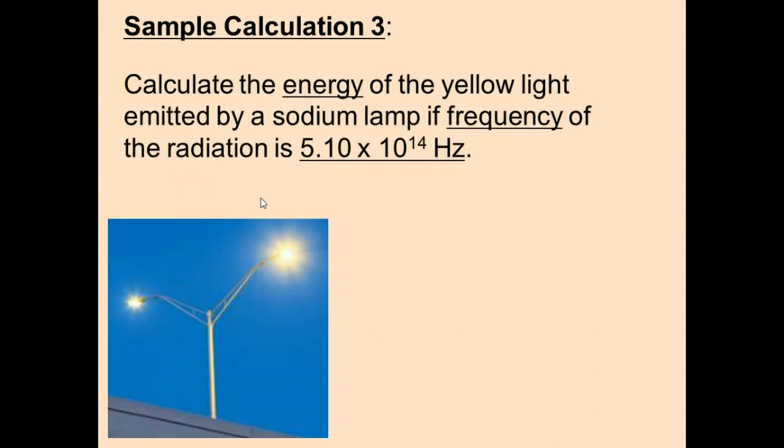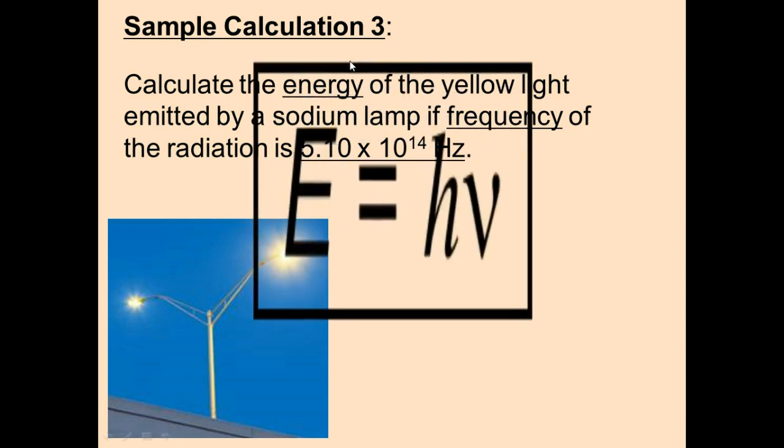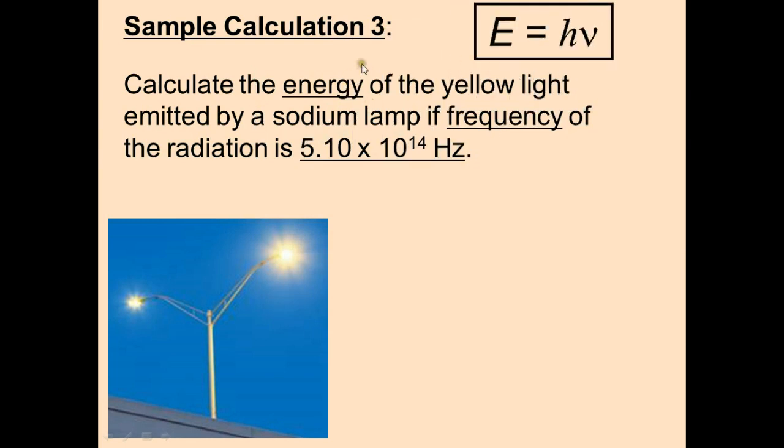In example 3, calculate the energy of the yellow light emitted by a sodium lamp if the frequency of the radiation is 5.1 times 10 to the 14th. The first time I saw this problem, I thought it was the same exact problem, but this one is calculate the energy. So once you see energy, you know it's the second type of formula, because this is the only formula of the two to have energy. So if you see energy, just go directly to this formula.